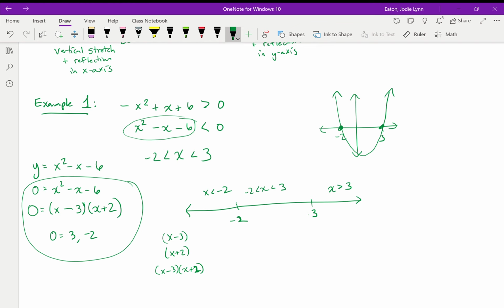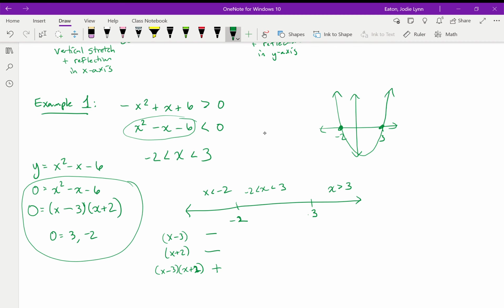So I'm going to think about when each of these factors is positive and when it's negative. When x is less than -2, x minus 3 is negative, and x plus 2 is also negative. So a negative times a negative gives us a positive. But positive isn't the answer we're looking for. We're not looking for when this product is positive.